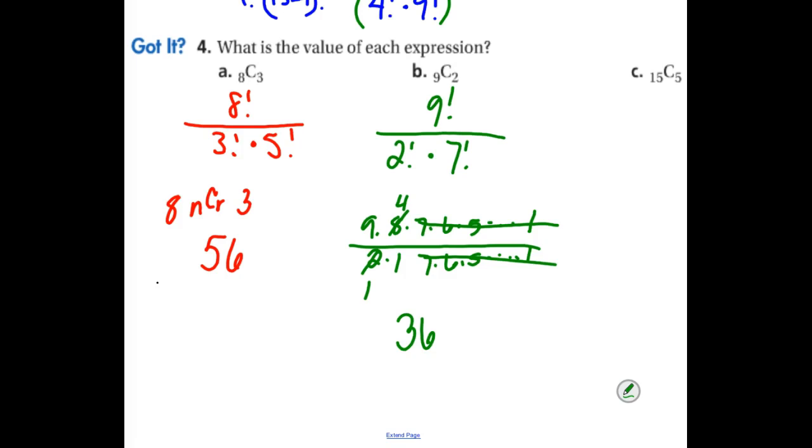Sometimes it's faster to do that. If you look at that and say, well, everything from 7 on down is going to drop out, I really just have 9 times 8 divided by 2. It's probably faster to punch that in than to pull up all those menus. Okay?